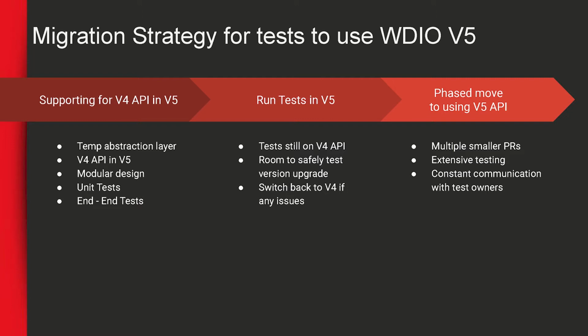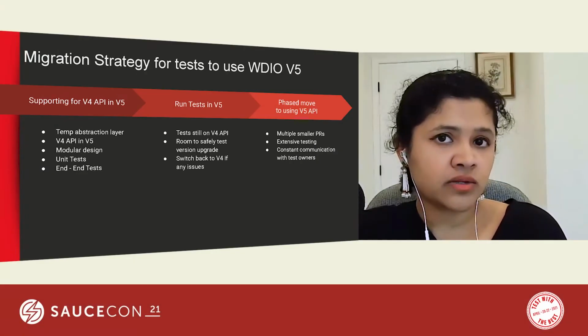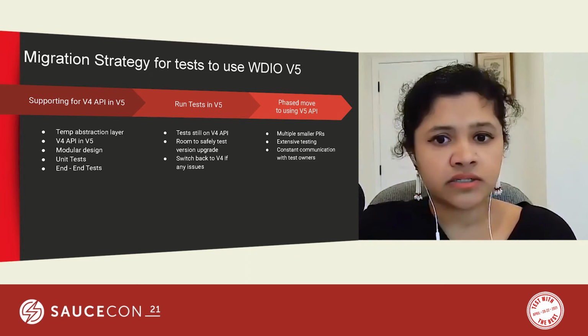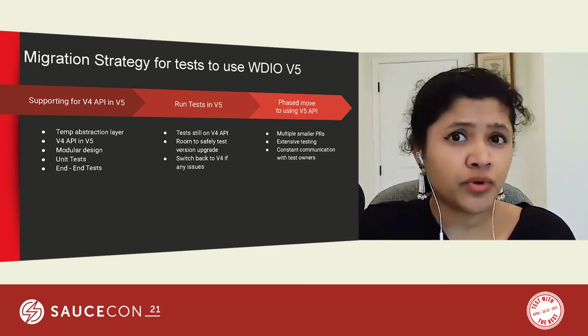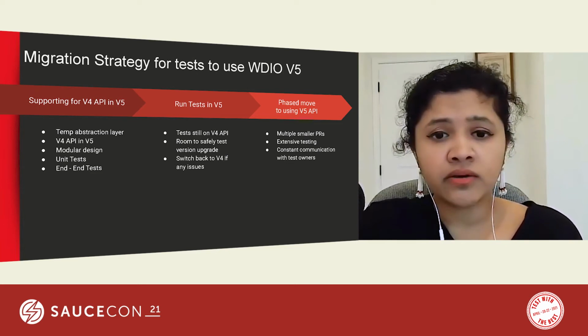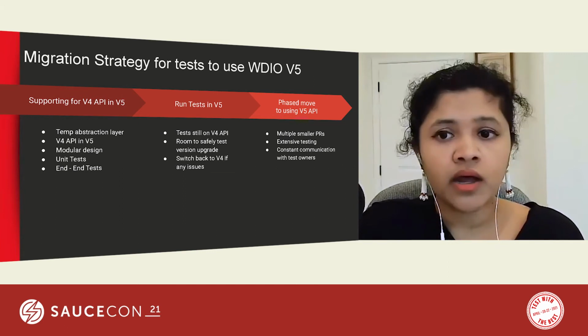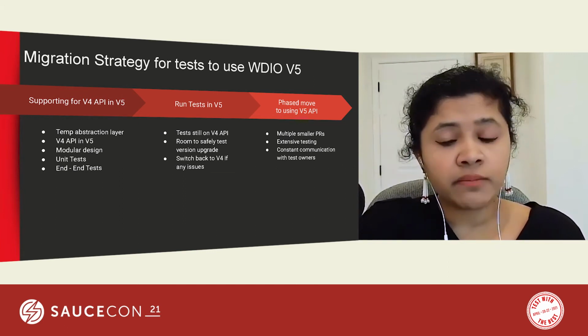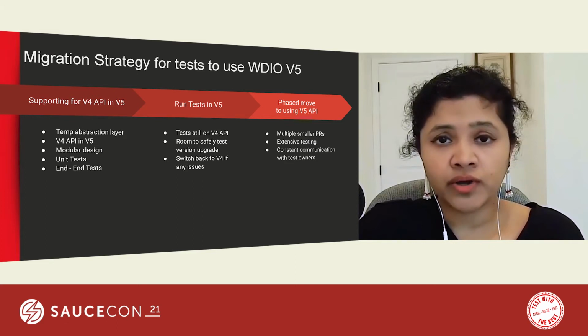While doing this, we made sure that we stuck to the whole modular design, unit tests, end to end, the whole design principles that we adhere to. And once we were able to run these tests in V5, we started testing them extensively just to make sure what else was breaking with this upgrade. And we had the ability to switch back to V4 if we saw any issues, right? And with that power, we were able to migrate the tests in a phased manner.